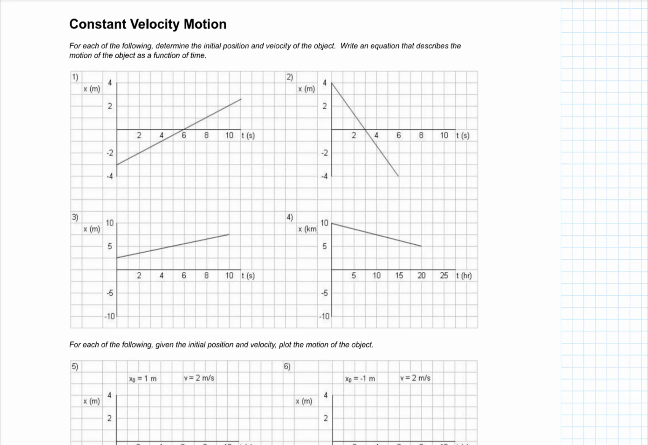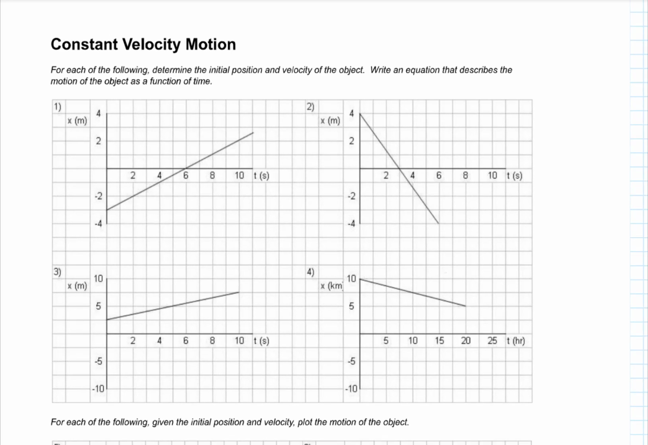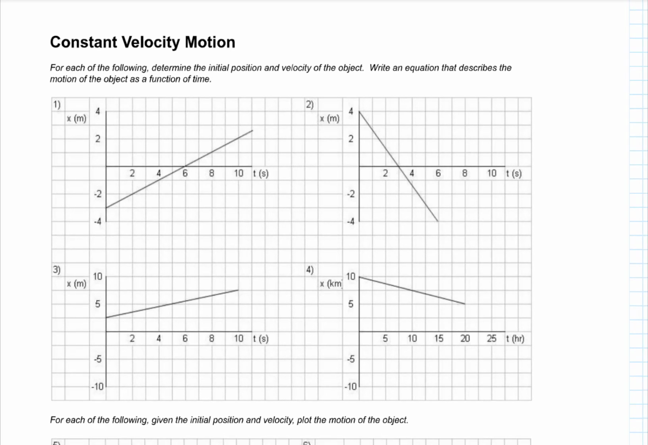All right, so we are going to go through this set of practice problems, constant velocity motion. For the first four, this top chunk right here, what we want to do is for each of the following graphs, determine the initial position and the velocity of the object, and then we'll write an equation that describes the motion of the object as a function of time.